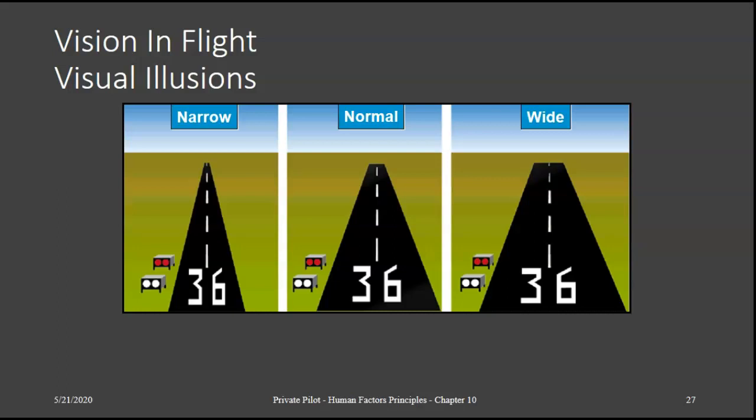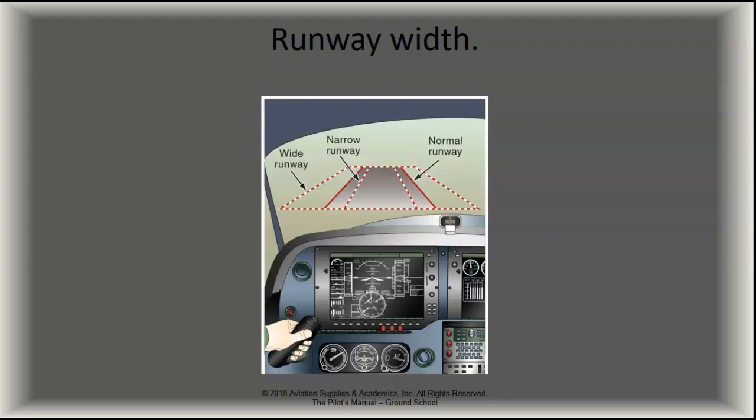If you're flying into an airport with a narrow runway, then you may think that you're higher than you really are and fly a low approach. If you're flying into an airport with a wider runway than you're used to, you may think that you're lower than you really are and fly a high approach. So runway width can make a big difference in how you fly your final approach to a landing.